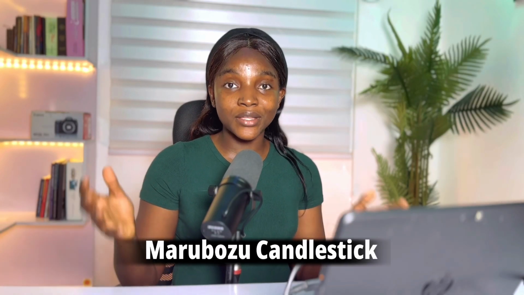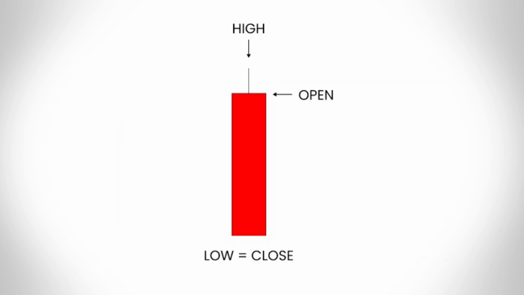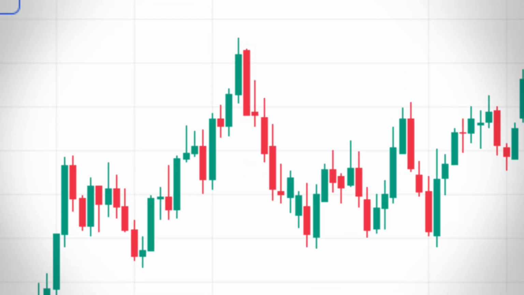The next candlestick on our list is the Marubozu Candlestick. A Marubozu candlestick pattern is characterized by a long body and little or no wicks or shadow on either side. This pattern indicates strong buying or selling pressure depending on whether it's a bullish or bearish Marubozu. The absence of wick shows that the price moved in one direction throughout the entire trading session without much opposition. It's a powerful indicator of market sentiment and trend direction.